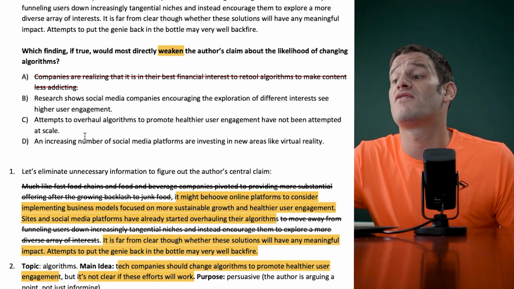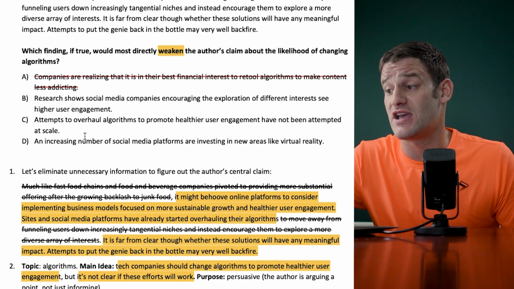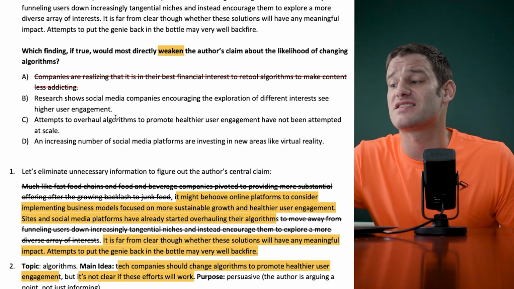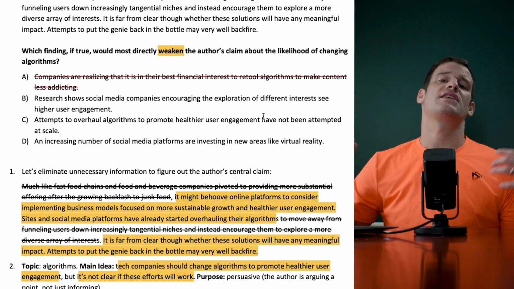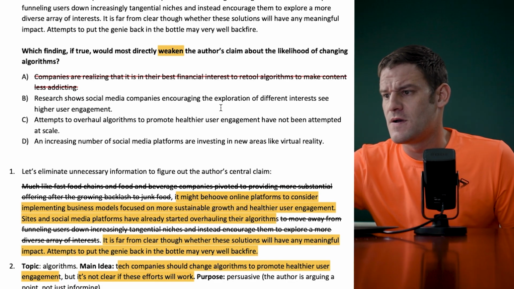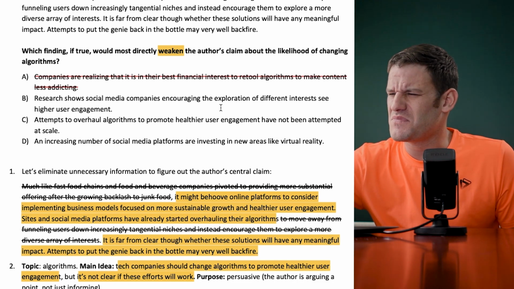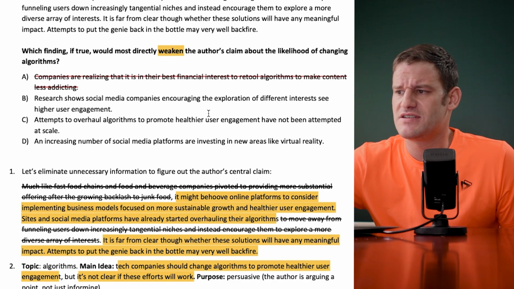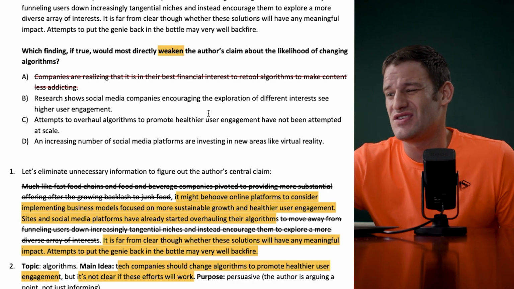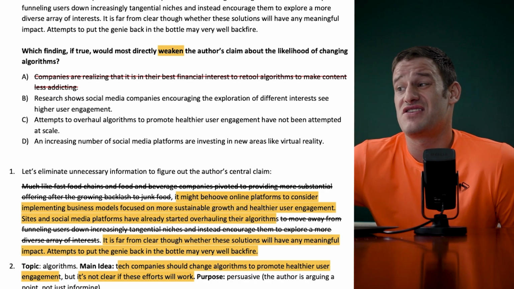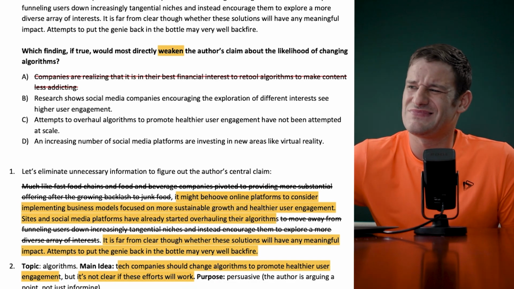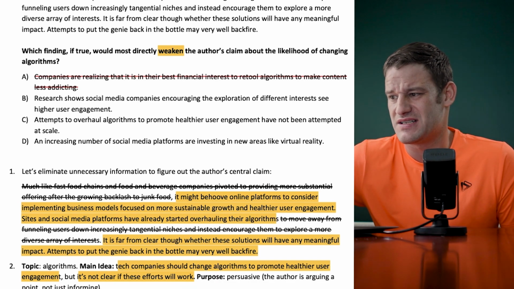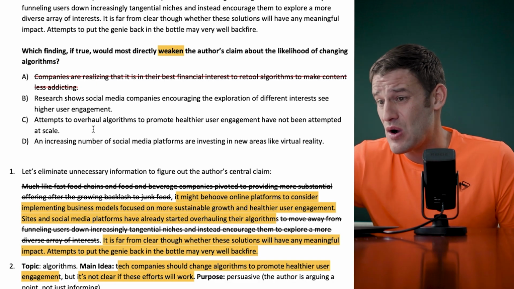C: attempts to overhaul algorithms to promote healthier user engagement have not been attempted at scale. At scale, again, like a large scale. I don't really see a claim there about the effectiveness or whether they should do this. It just states a fact, that they haven't done it. I don't really like C. I might leave that for now.